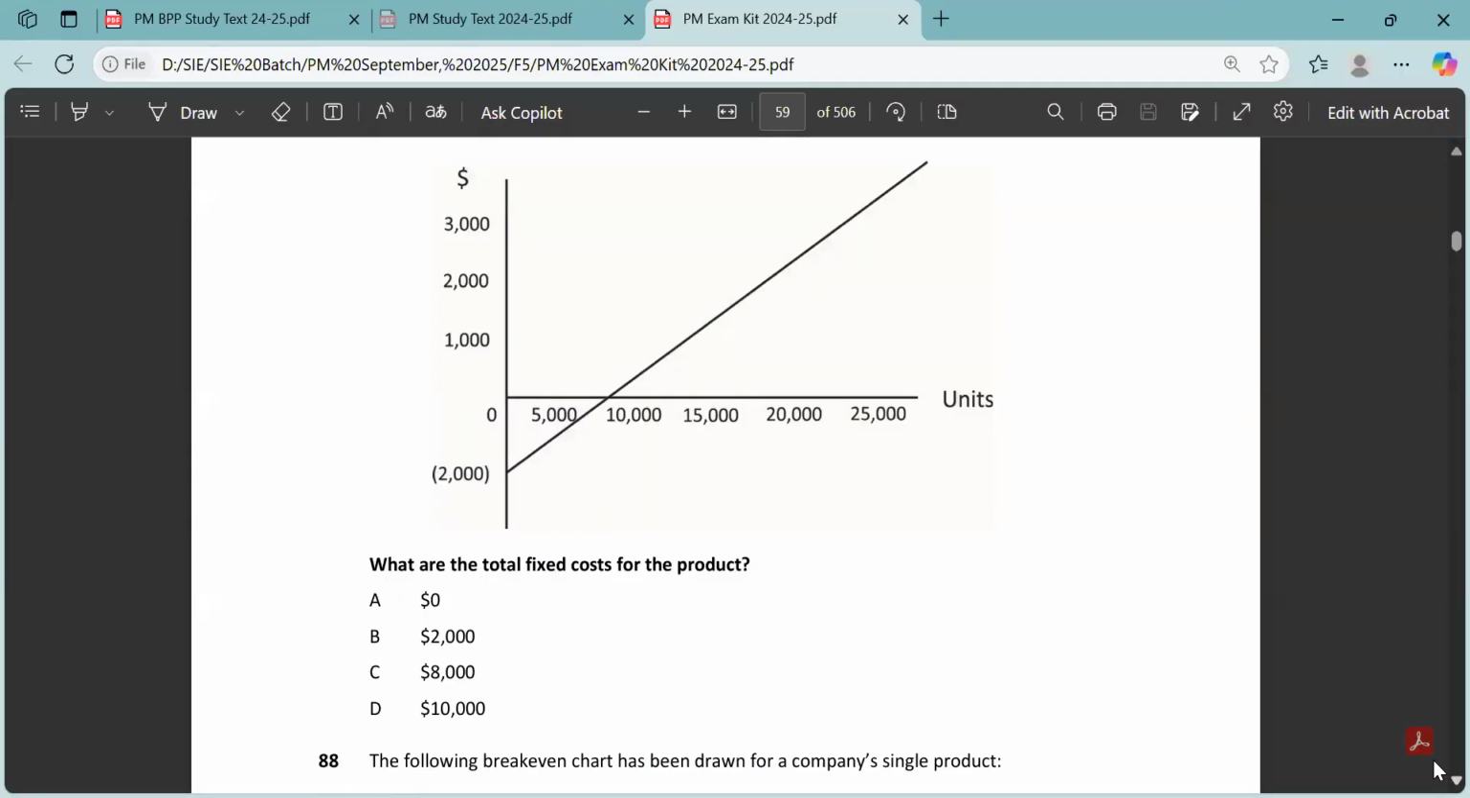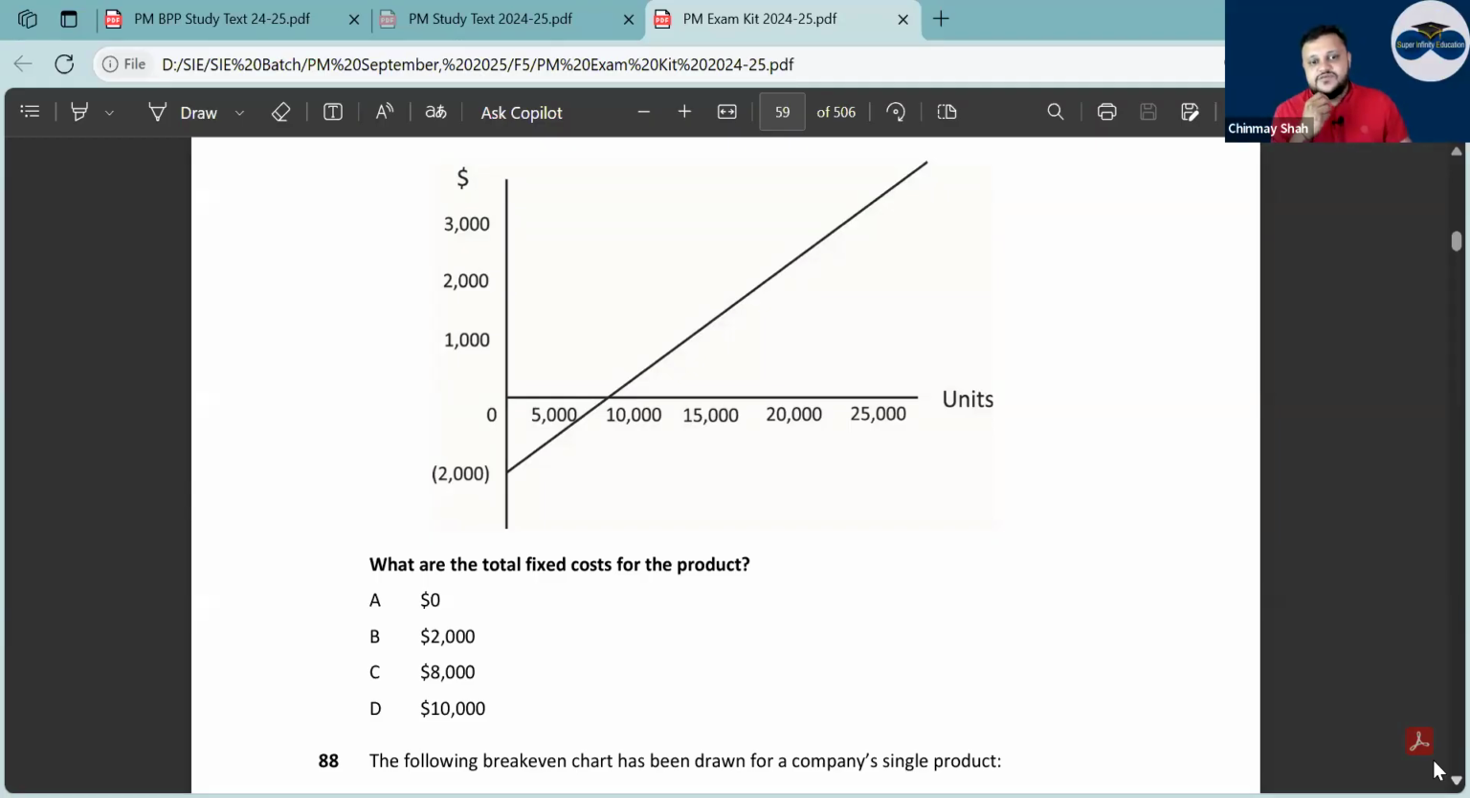Where profit goes to zero, that is the break even point. Break even point. Correct or not? At the break even point, the units are somewhere between 5,000 and 10,000. Have a look. Yes, sir. Correct.